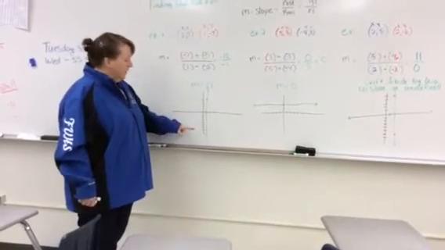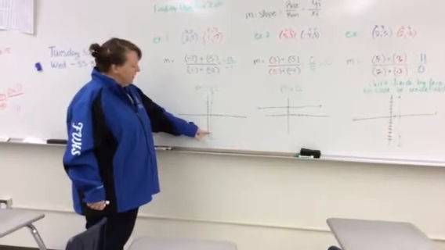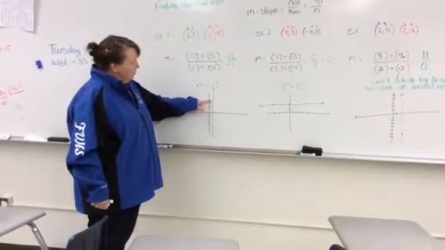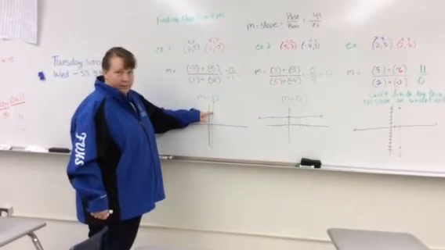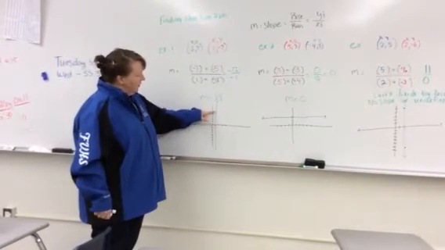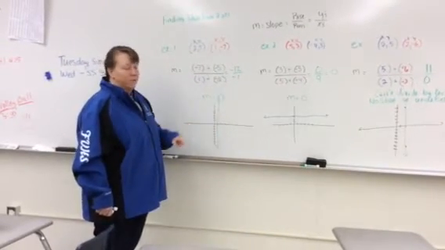Because like as we were talking about, if I went from this point to this point, I'd have to rise 12 and run 1. I'd rise 12 and run 1, and that's where we get the 12, because 12 over 1 is 12.